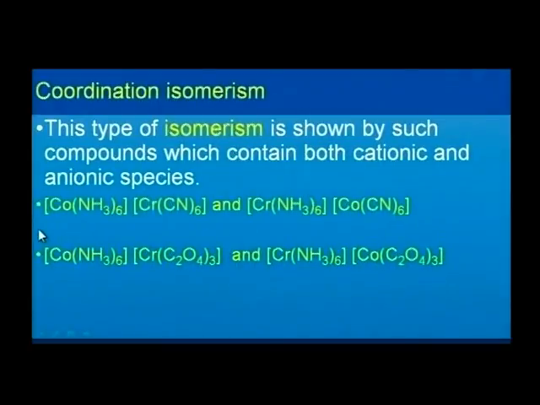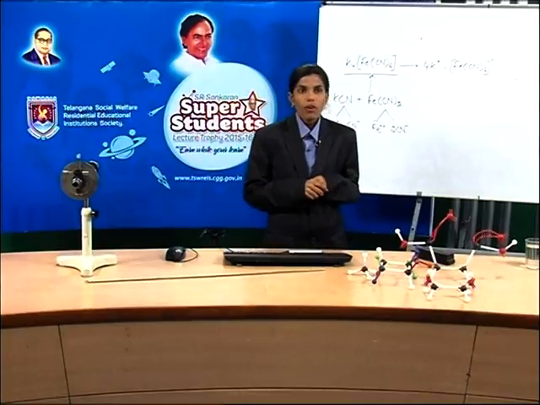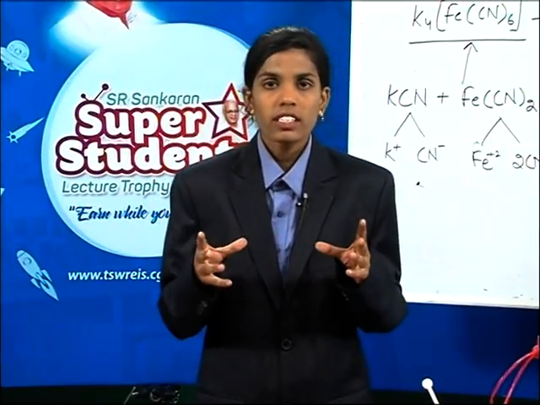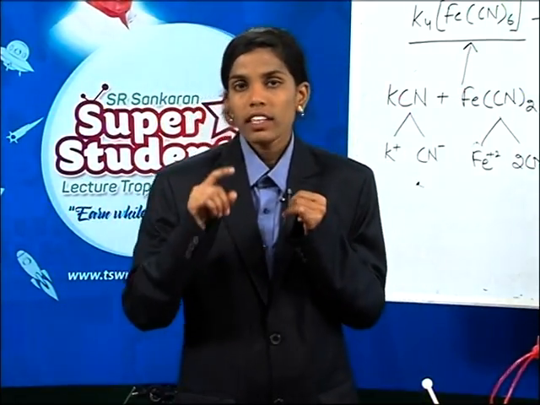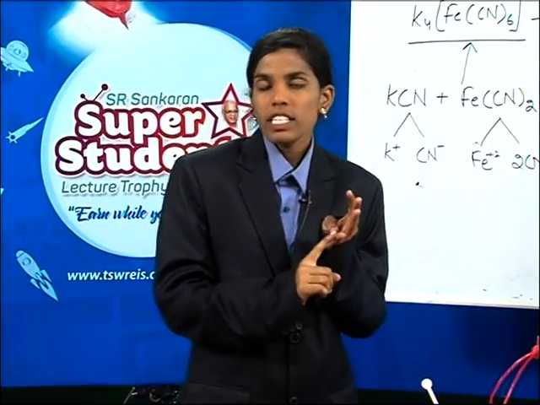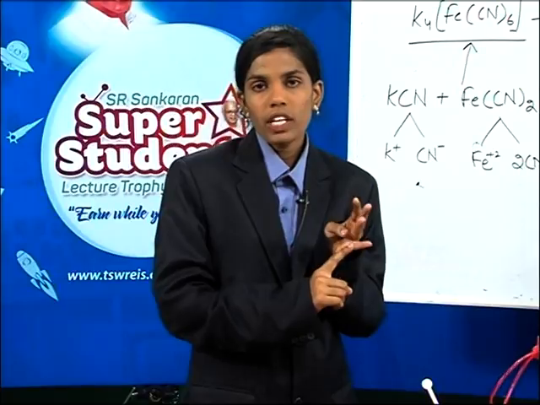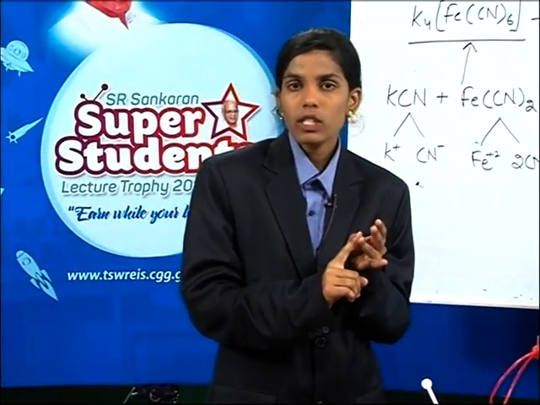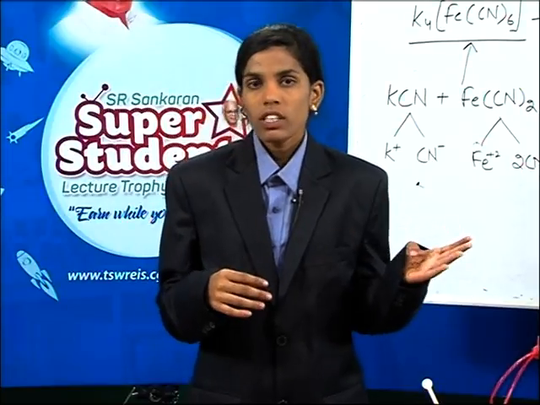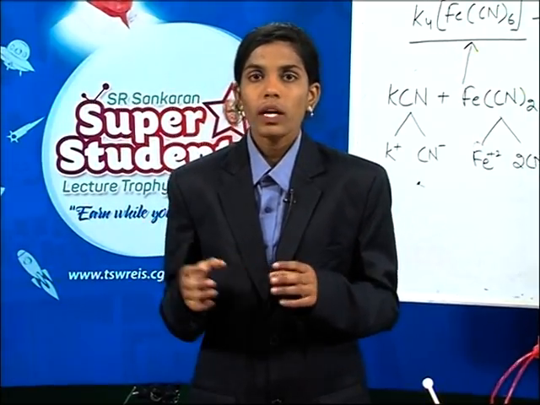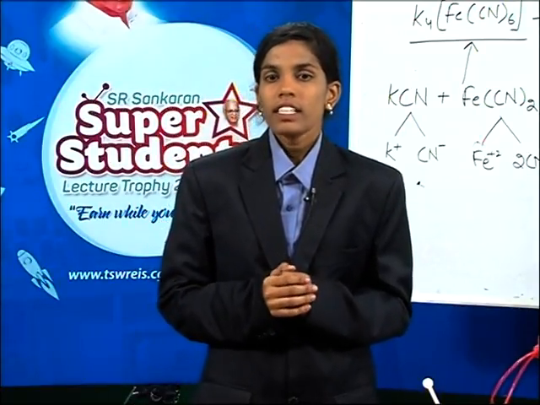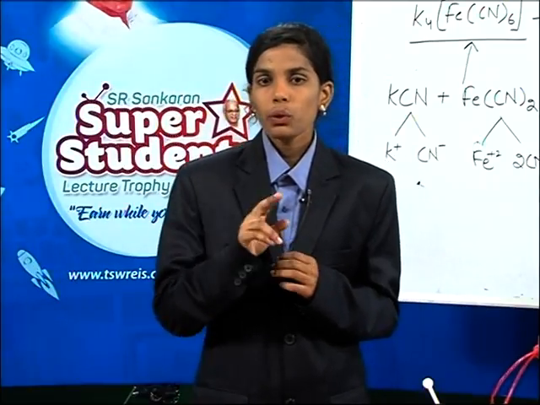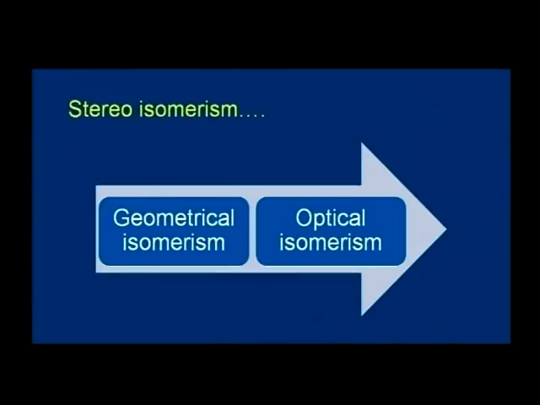I think you all are clear about structural isomerism. Once again, friends, structural isomers differ in their structures, and structural isomerism is again divided into four types. One is coordination isomerism, the second one is hydration isomerism, the third one is ionization isomerism, and the fourth one is linkage isomerism. We all discussed those four isomerisms. Now let us have a main look at stereoisomerism today. Here we already discussed that stereoisomerism is divided into two types. One is geometrical isomerism and the other is optical isomerism.